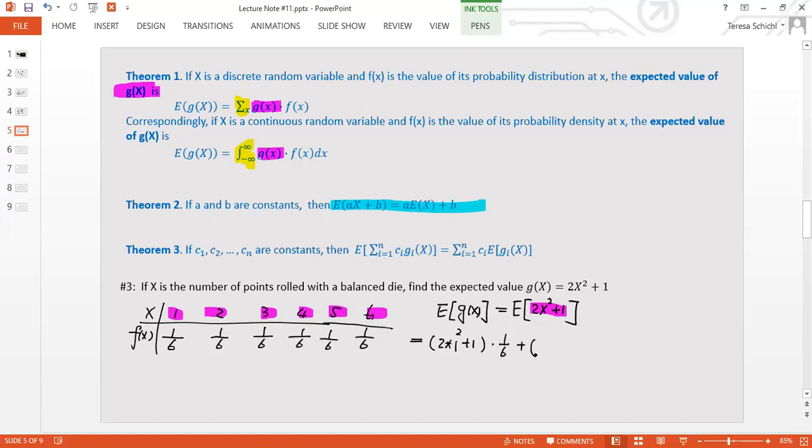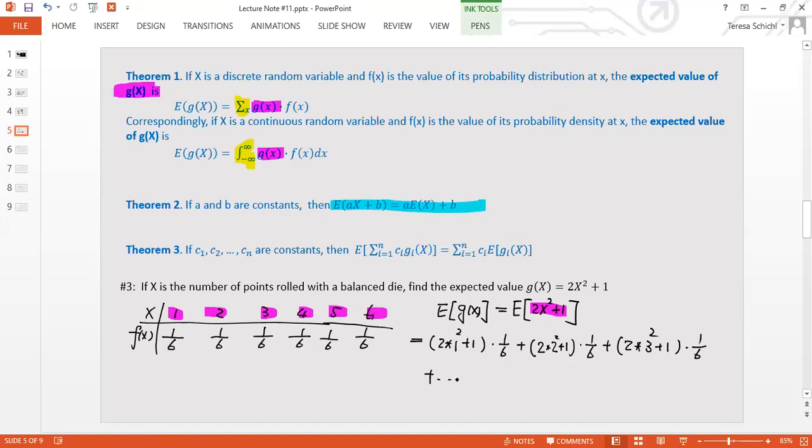Plus when x equals 2. So x equals 2 will be 2 times 2 squared plus 1, correct? And times 1 over 6. Let's try to do one more. X equals 3 is 2 times 3 squared plus 1 times the probability, right?